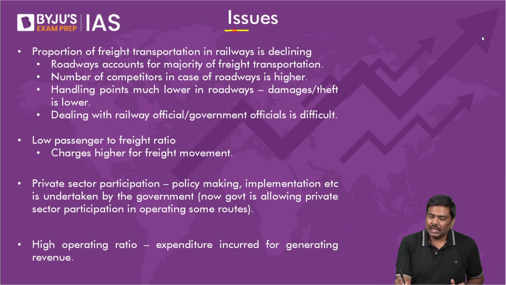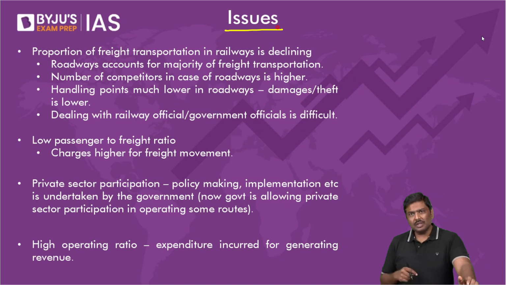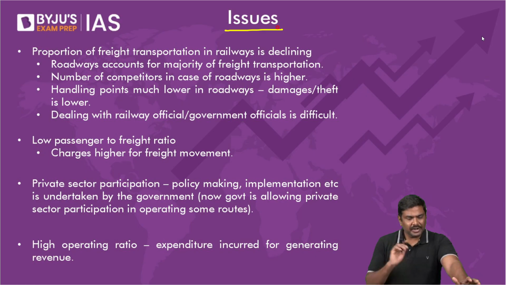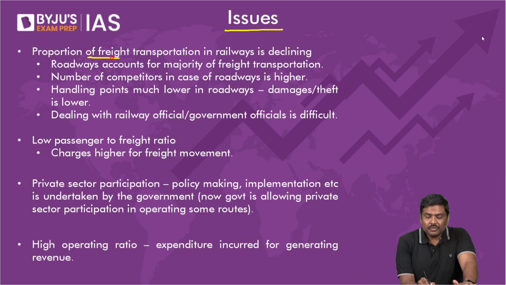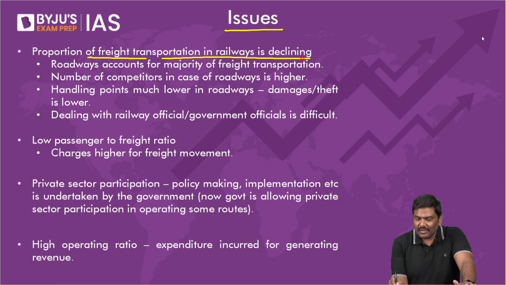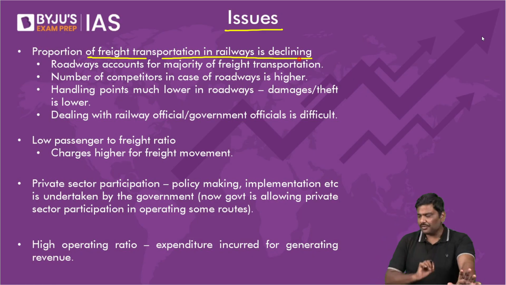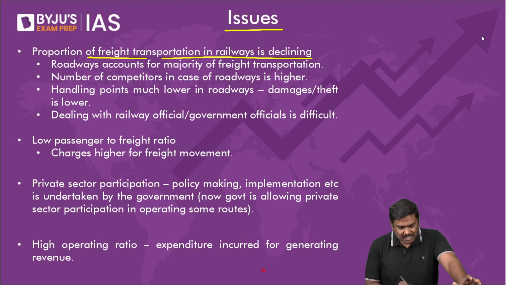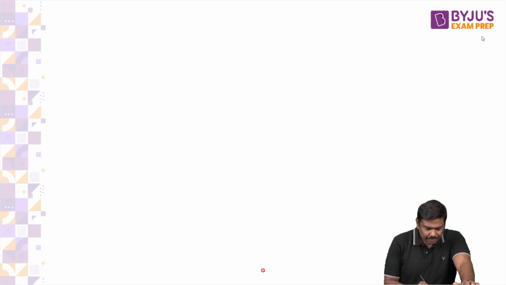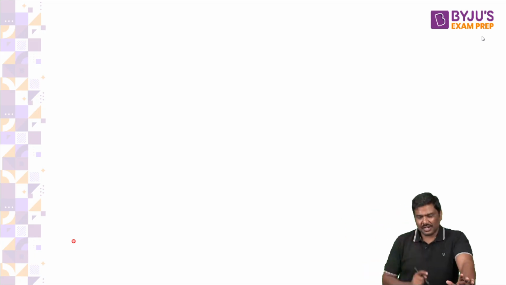Okay. Now, what are the issues in railways? What are the problems in the railway sector? Point number one, proportion of freight transportation in railways is declining. What do you mean by this? Please listen to me very carefully now. We can use different modes of transportation in India.